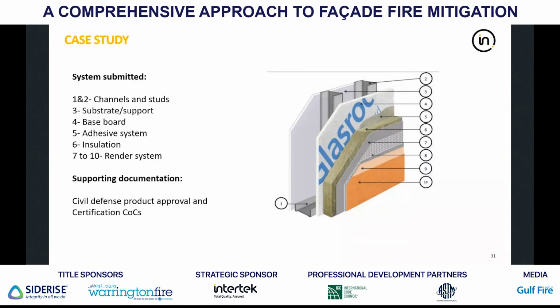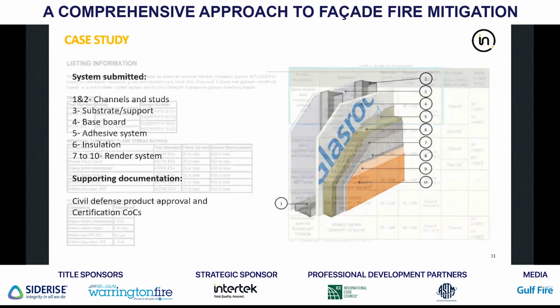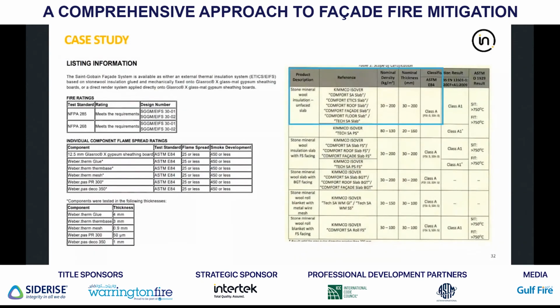With this submittal, they provide civil defense product approval and certification seals. That's where you will find the more detailed information. So this is what they submit, okay? Basically this is the public information I've included here. So for the system, they submit an NFPA 285, NFPA 268, and then the different components tested to ASTM E84, Class A, the thickness is here. One of the components, the rock wool, they submit a different manufacturer certification for E84, a different certification body, sorry. This would be the case, no problem, as long as they're approved.